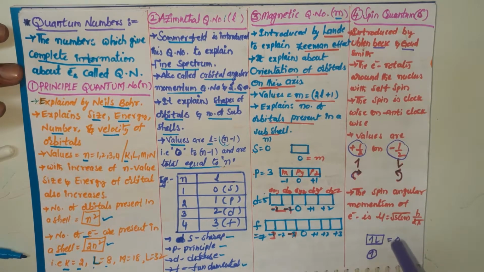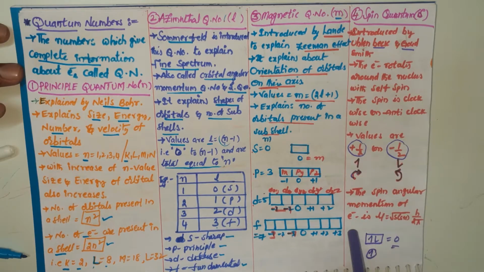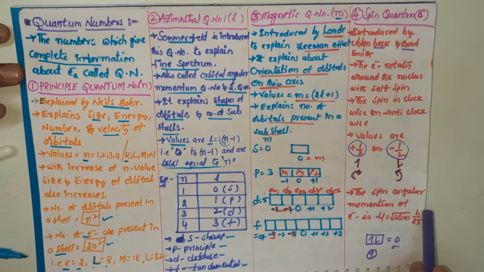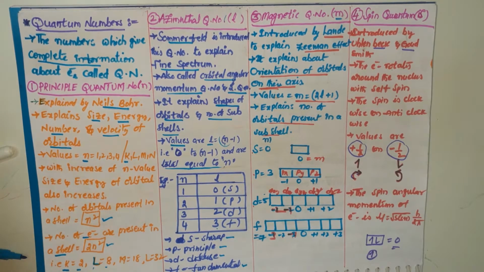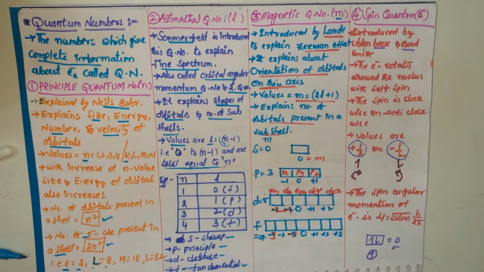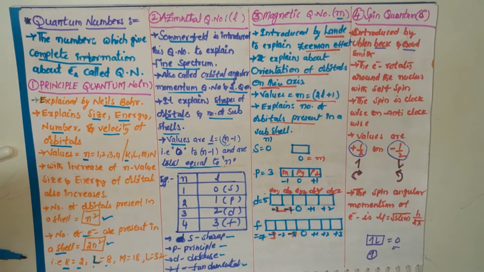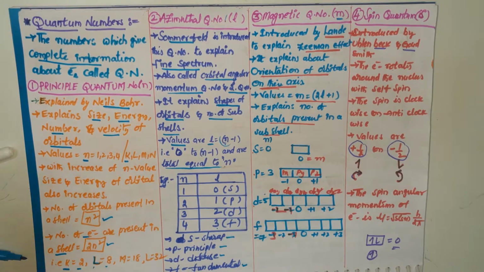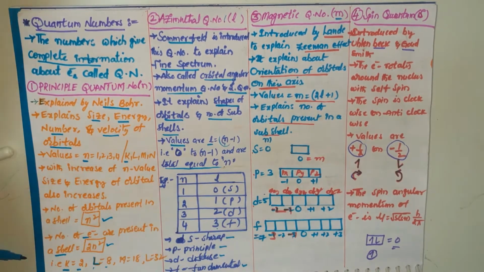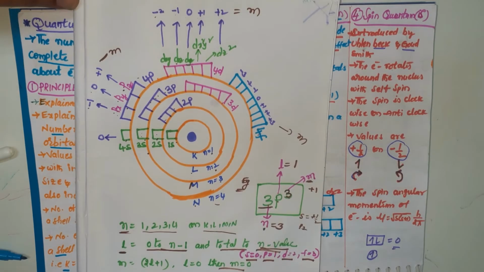Okay, students, the spin angular momentum of an electron is given by the formula mu equals root s into s plus 1, into h by 2 pi. Okay, students, these are the quantum numbers. The four quantum numbers are very useful and very important for intermediate public examinations, for the 8 mark section. All these are explained in a single diagram once you look at this.